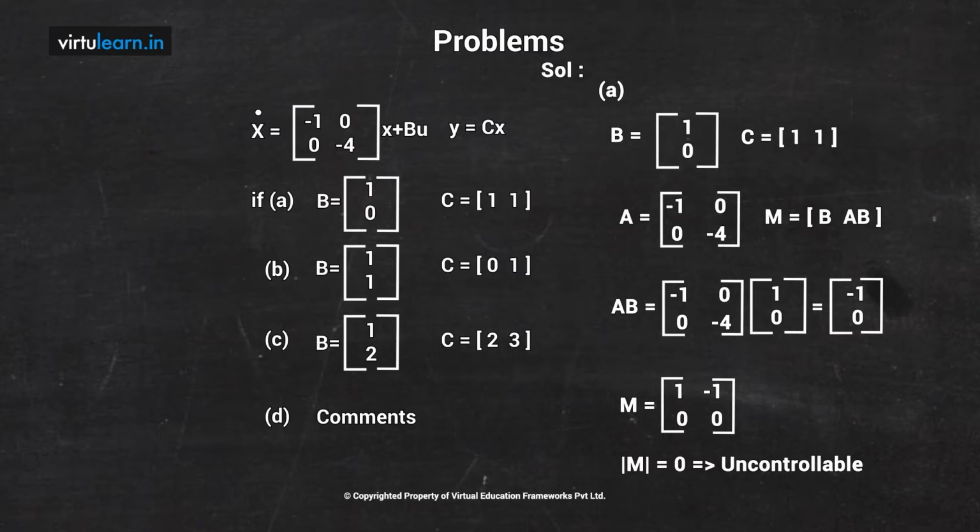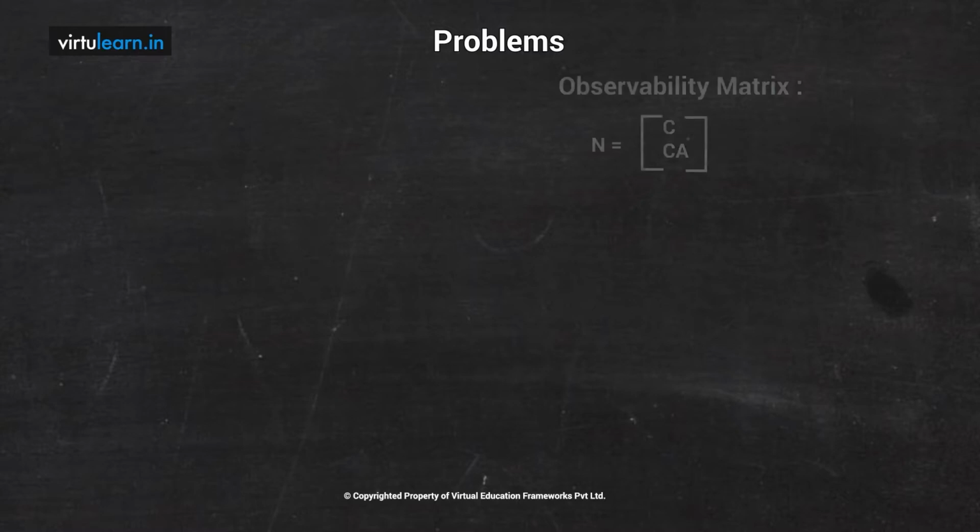We can do the controllability test very easily. M is equal to [B, AB]. B we have already taken as [1; 0], and AB you can get by multiplying A and B, which is going to be [-1; 0]. Then if you find the determinant of M, it is going to be 0, which means the system is uncontrollable.